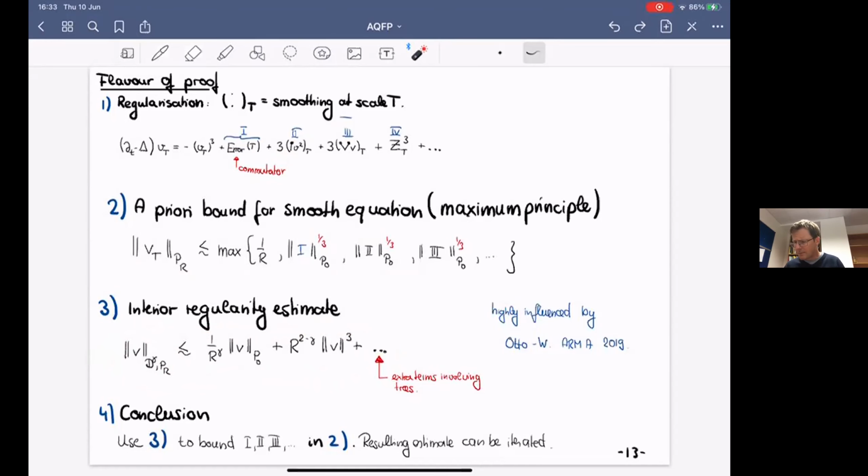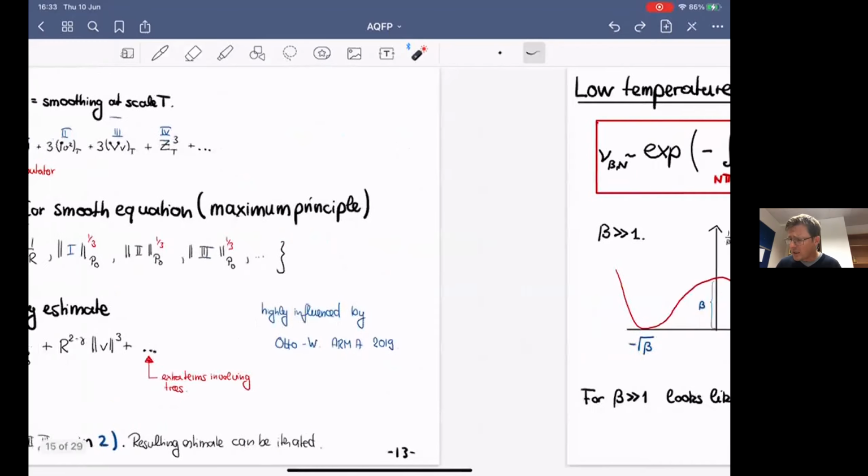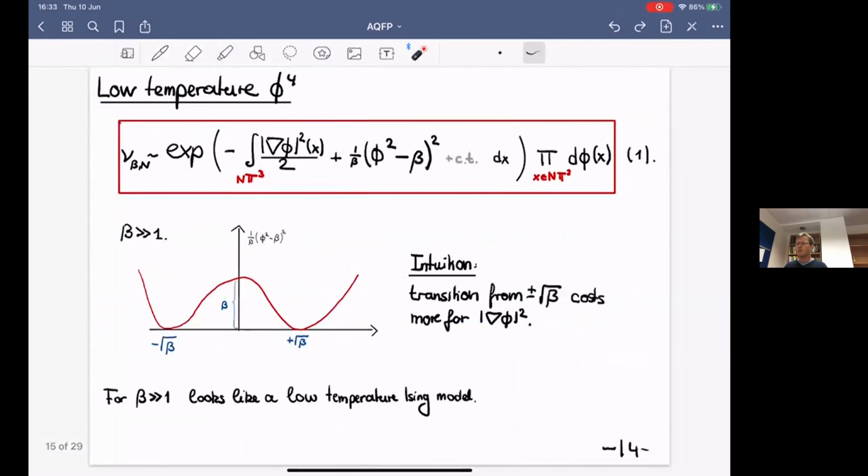You use step 3 to bound these 1, 2, 3, and then you get an estimate that you can iterate and you can conclude. Okay, this was of course now very quick. The point of this slide is only to give a really vague flavor of how this works, and also perhaps to contrast it to the second topic that I'm going to get to now, which is really quite different.